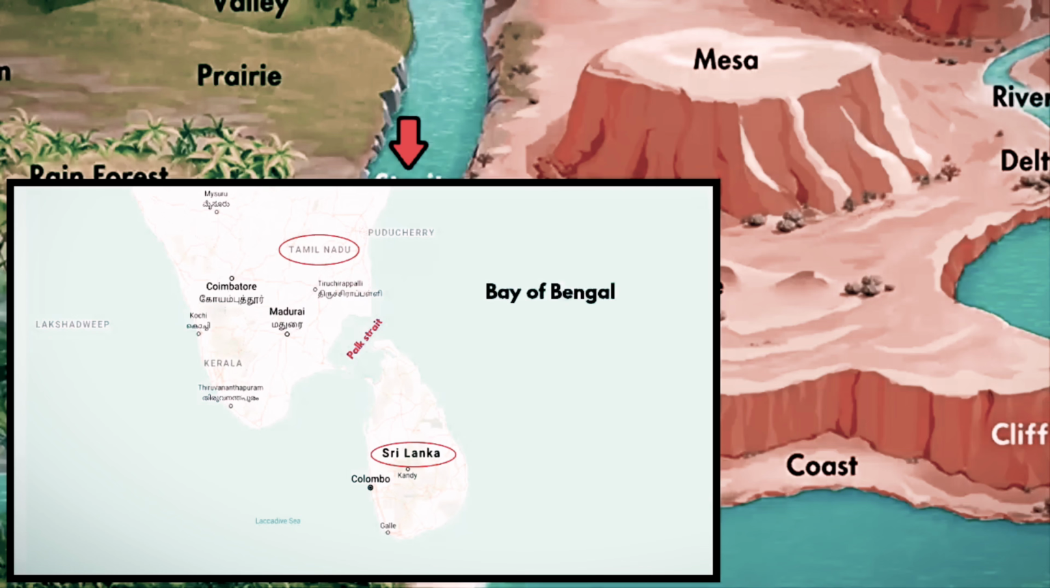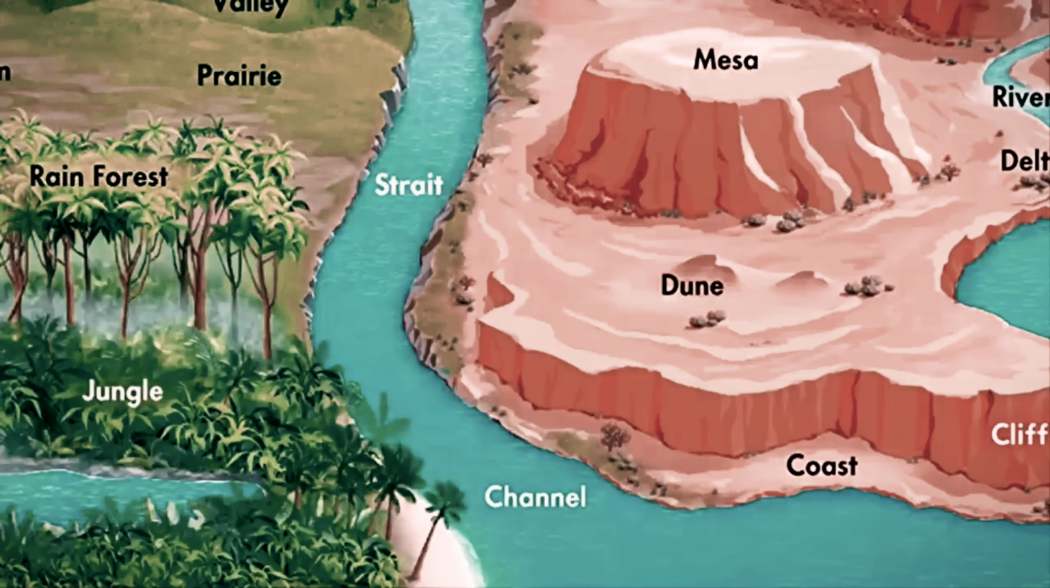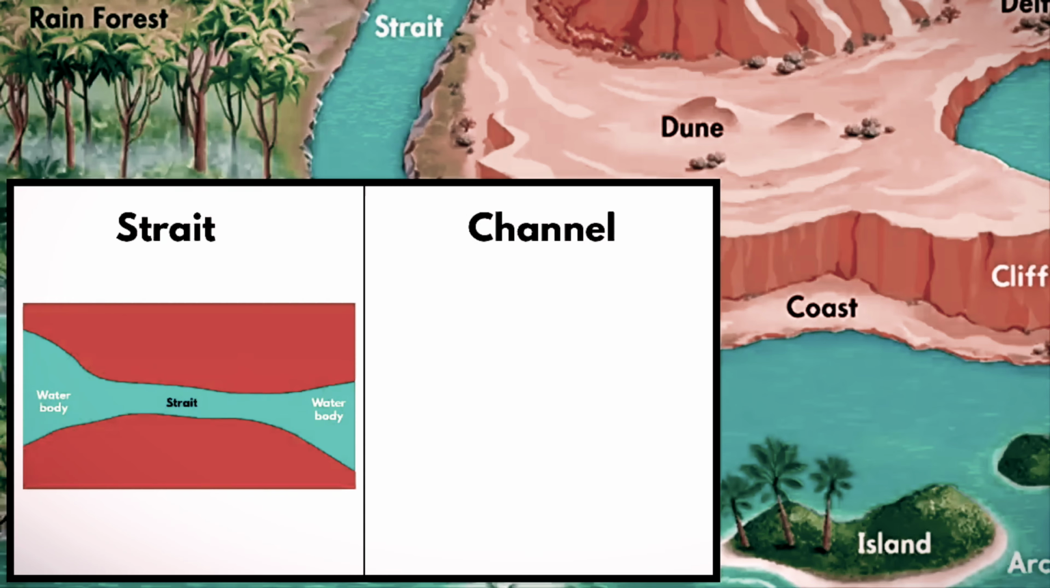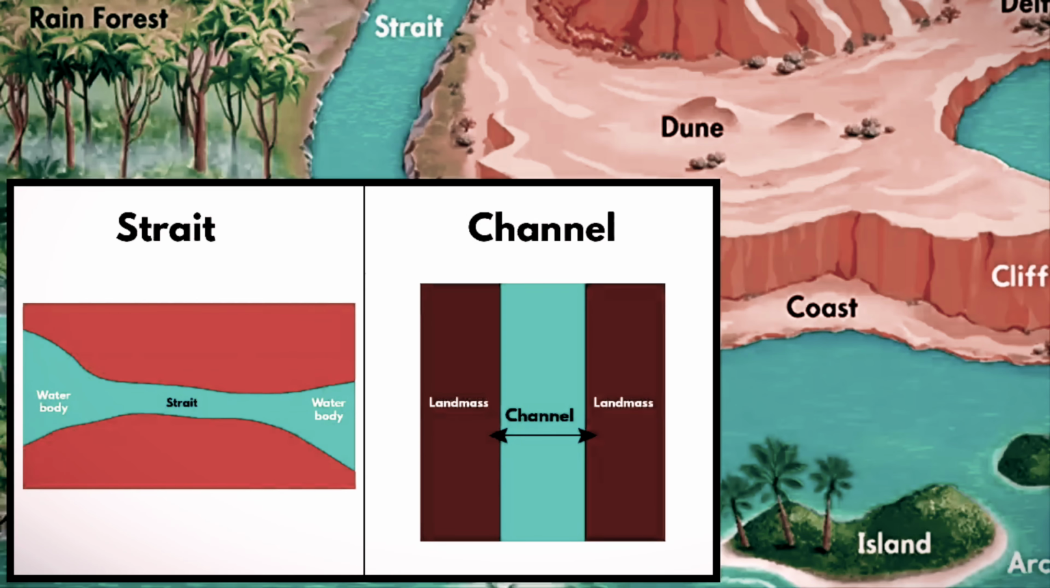It connects the Bay of Bengal in the northeast with Palk Bay in the southwest. The next one is channel. A channel is a wider waterway that passes between two neighboring landmasses. Now, if you look at the difference between a strait and a channel, a strait is a narrow waterway that connects two larger bodies of water, while a channel is a wide waterway that passes between two neighboring landmasses. One connects two water bodies and the other creates a gap between two landmasses.